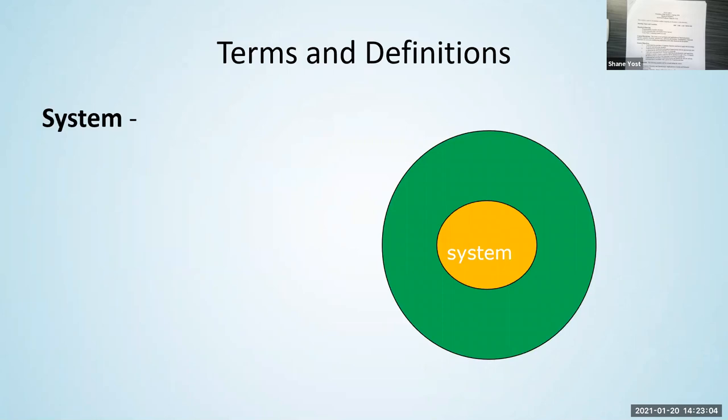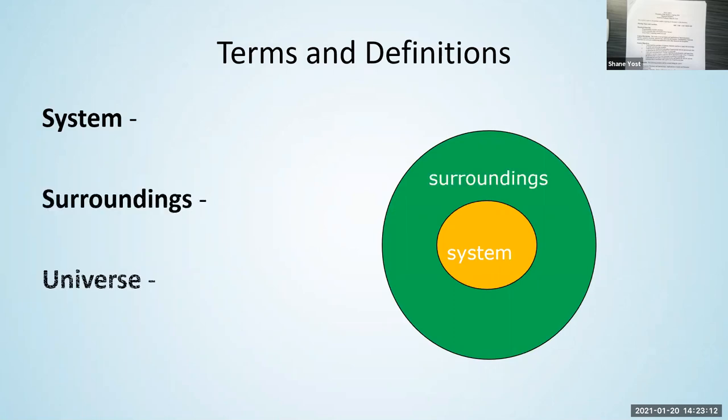Just as a reminder, when we talk about thermodynamics, we often talk about our system, our surroundings, and the universe. Our system is the thing we care about. It could be a chemical reaction, it could be your entire beaker, it could be a set of gases in a chamber. Your surroundings is literally everything else in the universe but your system. And the universe is system plus surroundings.